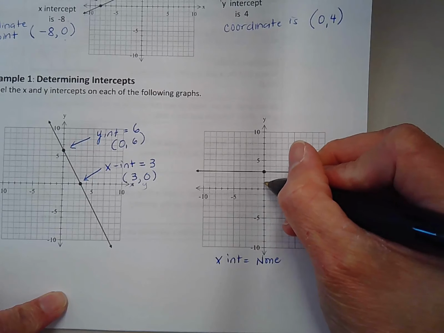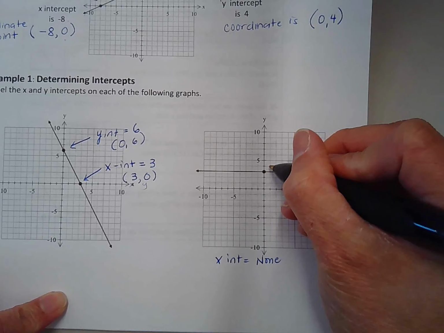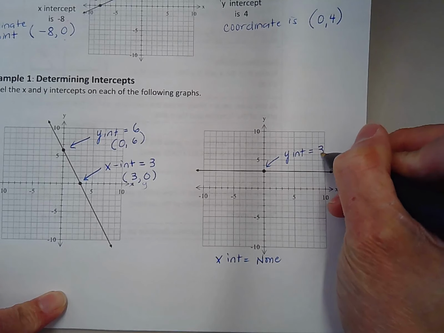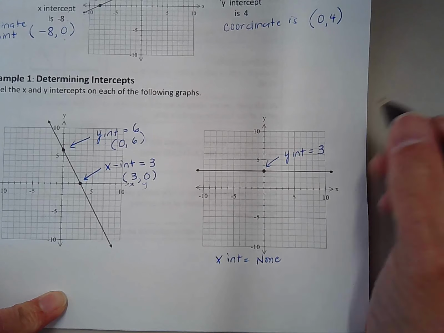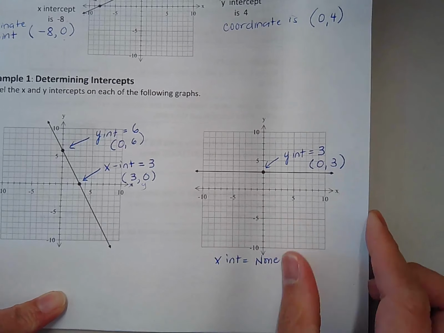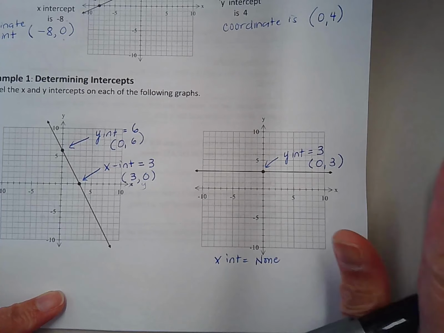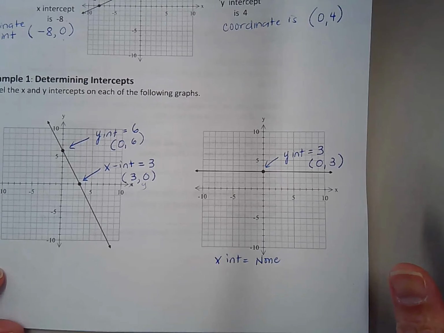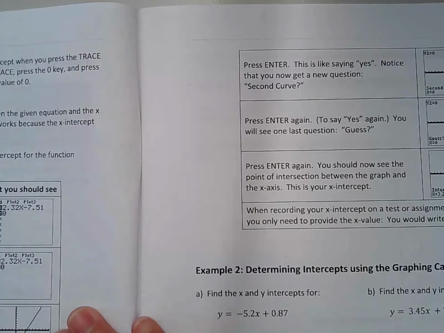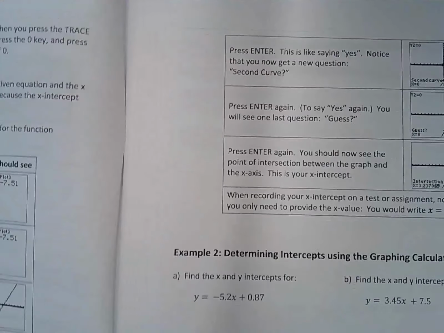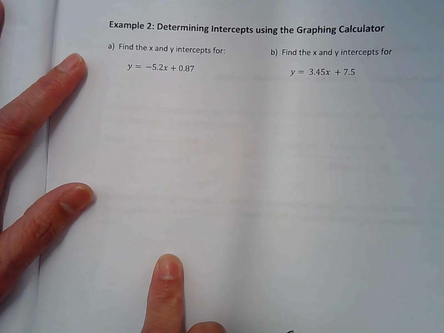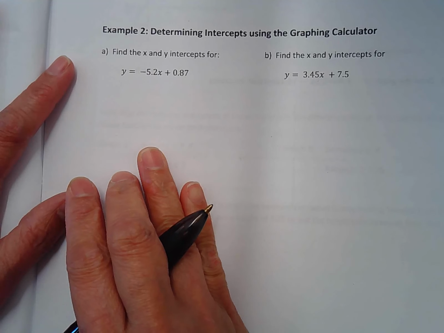Y is 5, 1, 2, 3. So this is the y-intercept. Y-intercept is 3. What's the coordinate? 0, 3. Okay, coordinate is 0, 3. Is everybody okay? I think we're pretty good with this because we've already seen this before. Now, the calculator. I'll write down the buttons to press to figure out the x-intercept and y-intercept.